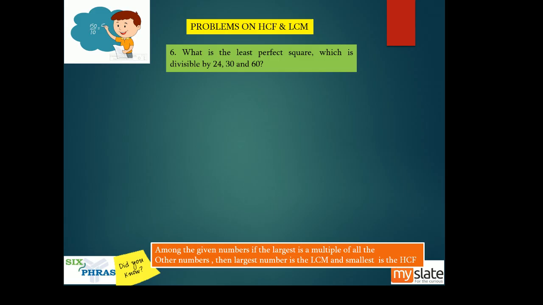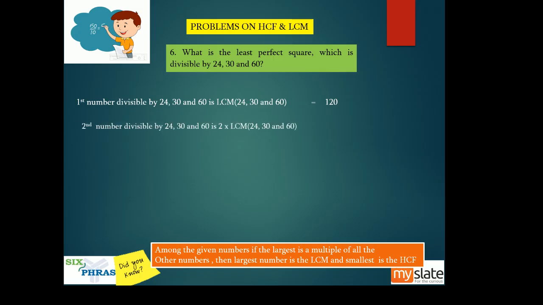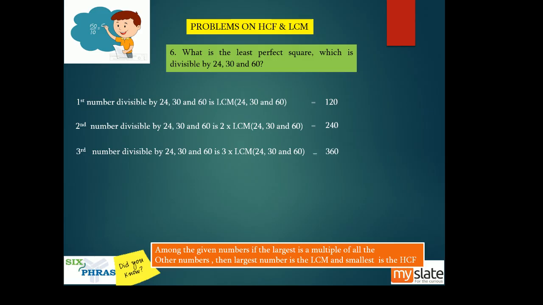For this, first you have to find the LCM of 24, 30 and 60, because that is the first number divisible by 24, 30 and 60. So it comes to 120. Now the second number will be 240. The third number will be 360. The fourth number will be 480, and it goes on like this, right? Now all these numbers, 480, 600, 720, 840, 360, are not square numbers.